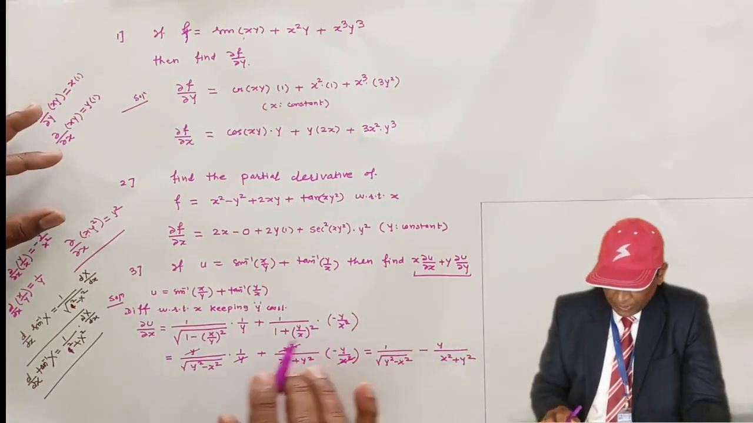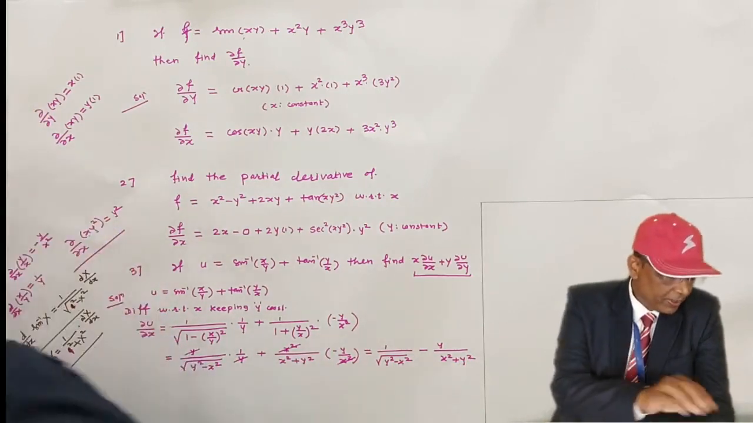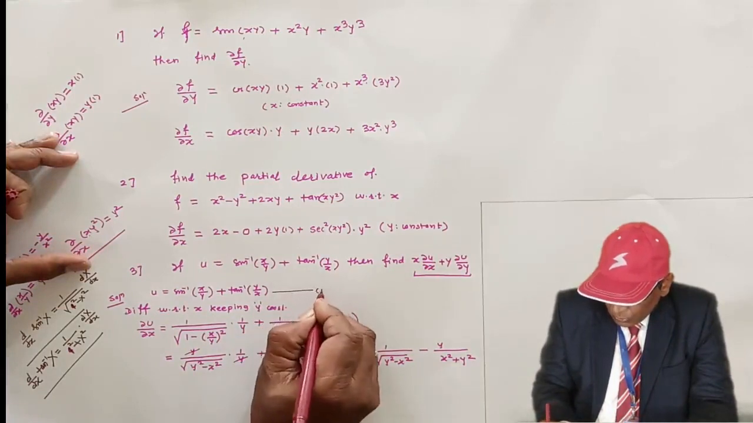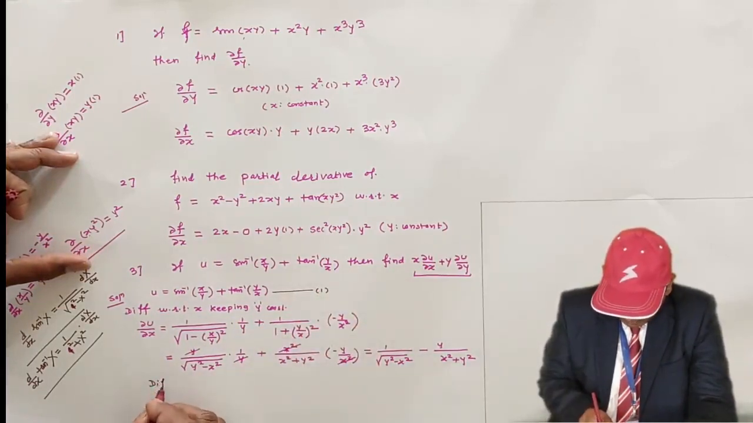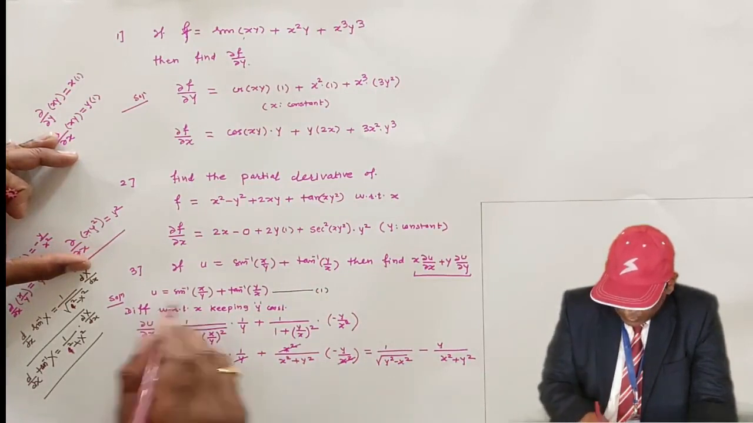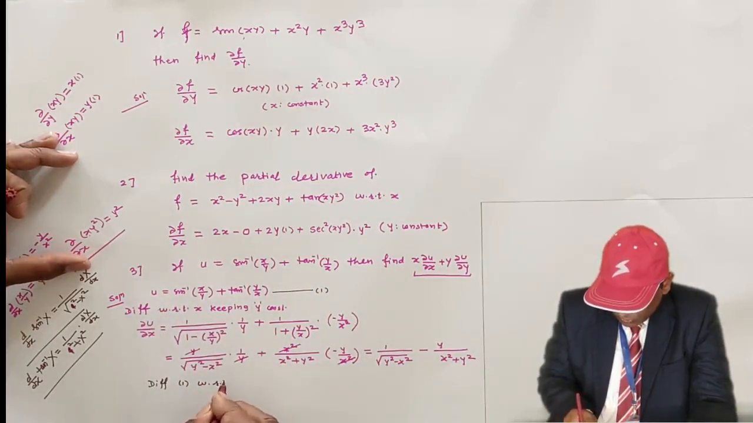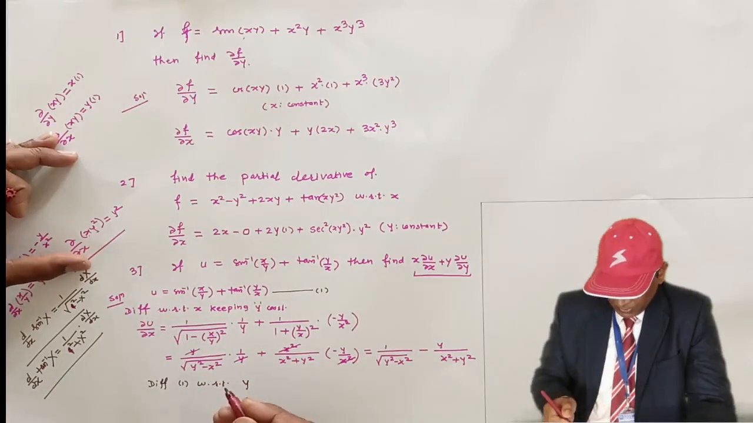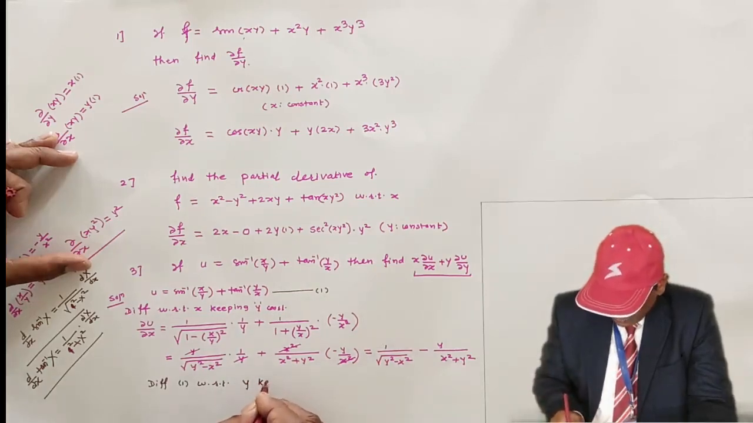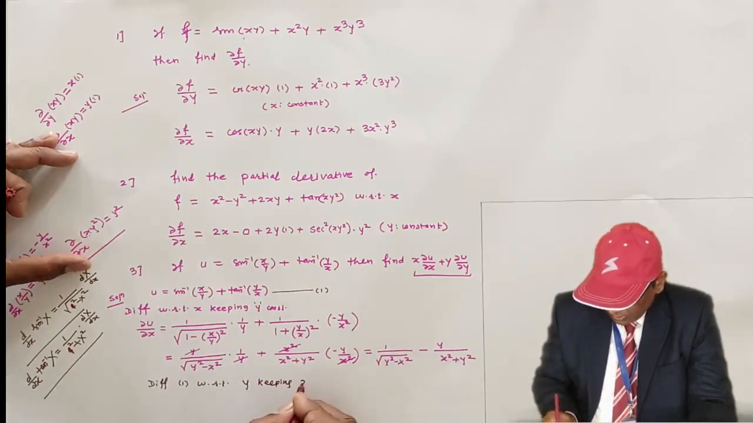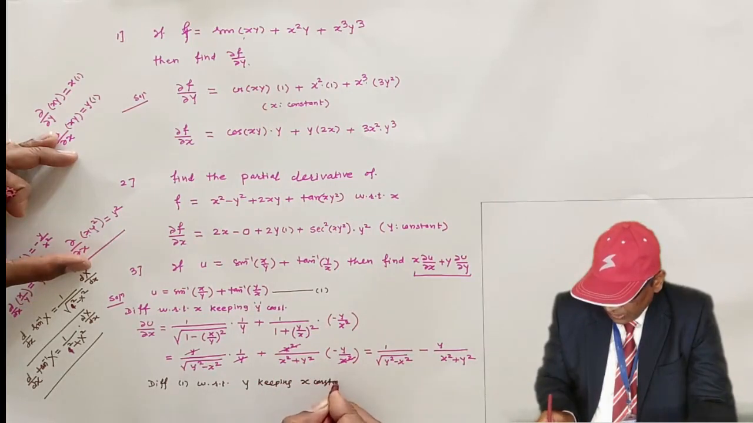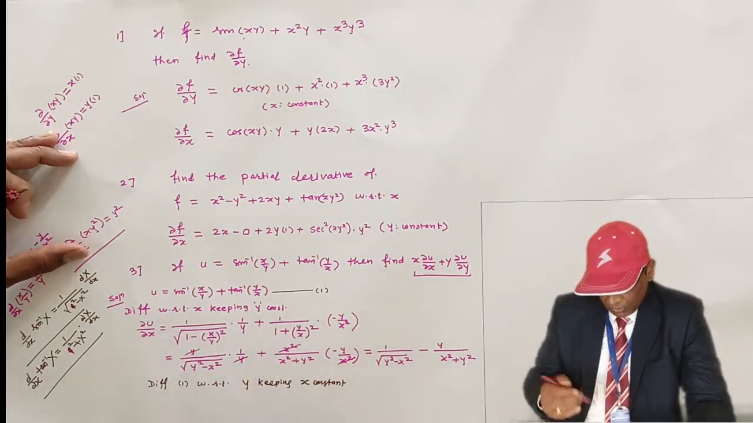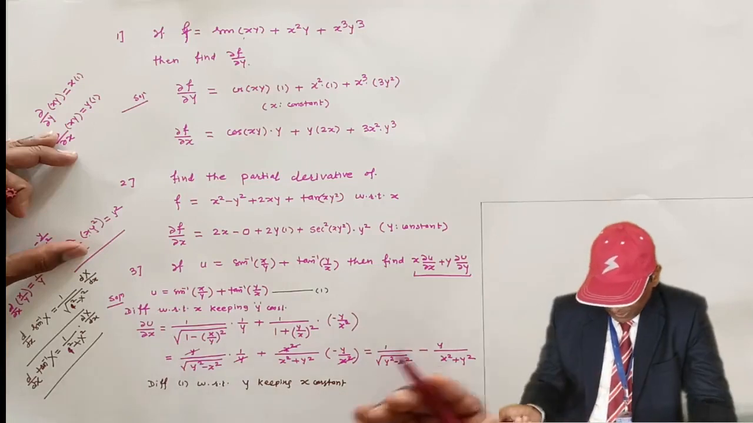Now similarly, del u by del y: differentiate the given u with respect to y partially. Y partially means what? Differentiate with respect to y, keeping x constant. Here we differentiated with respect to x keeping y constant. Now here we are differentiating with respect to y keeping x constant.